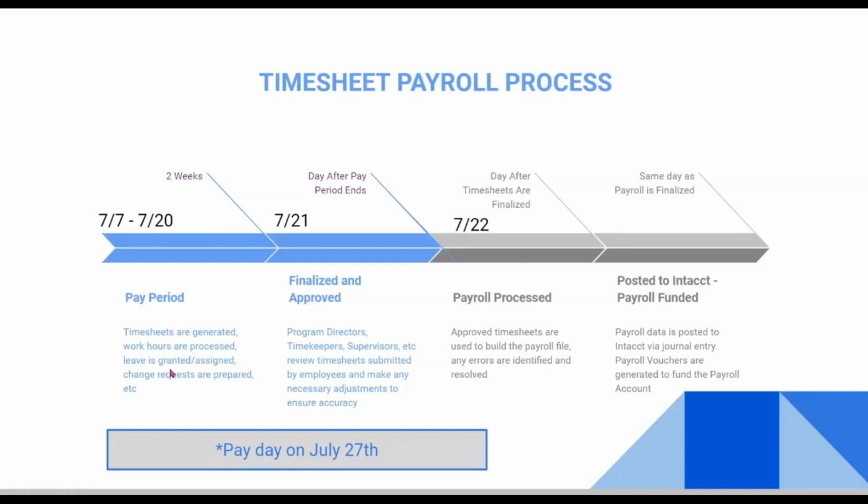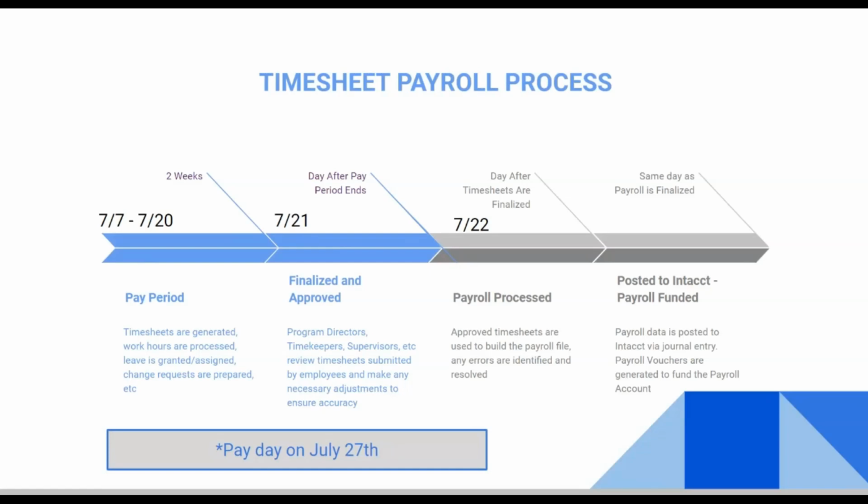When the pay period ends on July 20th, on July 21st, the day after that pay period, the program directors, timekeepers, supervisors are going to be responsible for reviewing the timesheets that were generated during this pay period. They'll make any necessary adjustments that has to be made, and then they can approve those timesheets. So that'd be Thursday, July 21st. Once those approvals are done, we have a finalized timesheet. On Friday the 22nd, payroll is going to process time, and it's going to be based on those timesheet approvals.